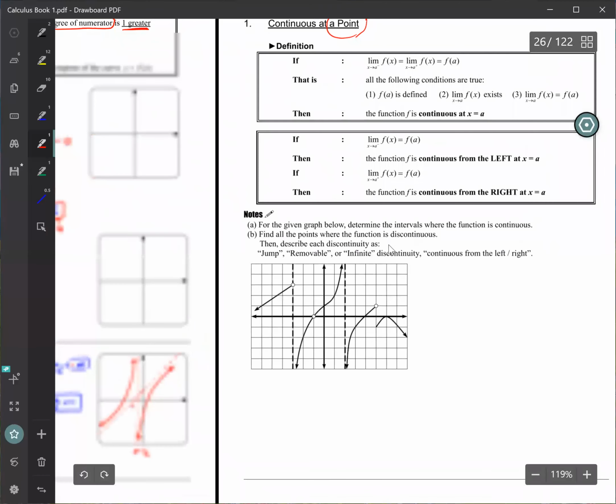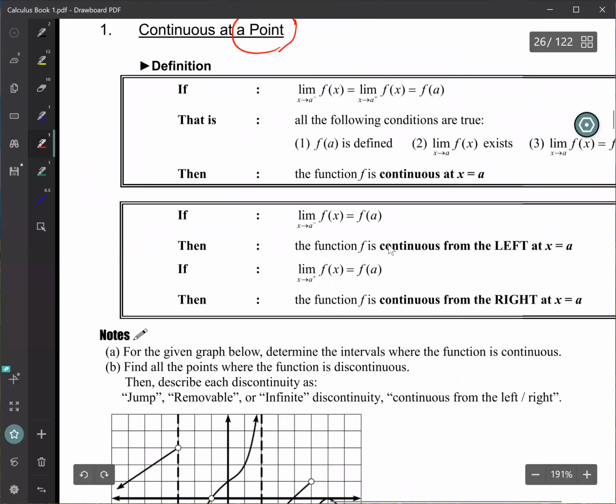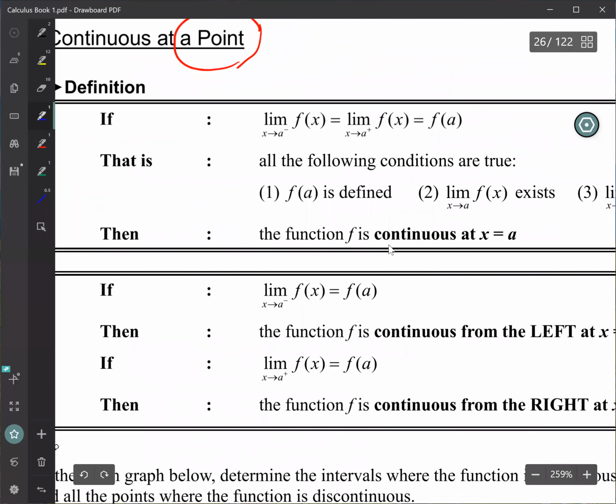So first part, we'll be checking continuity at a point, right? Maybe you can learn something from the definition here, okay? Because by now you are very familiar with the symbols. So the first part we have x approaching a, where a is the point that we want to check. Approaching a from the left, approaching a from the right, and then f(a). If the three things equal each other.